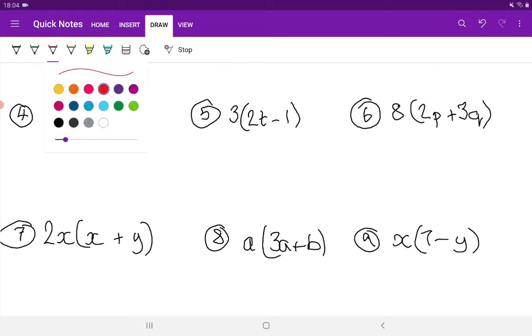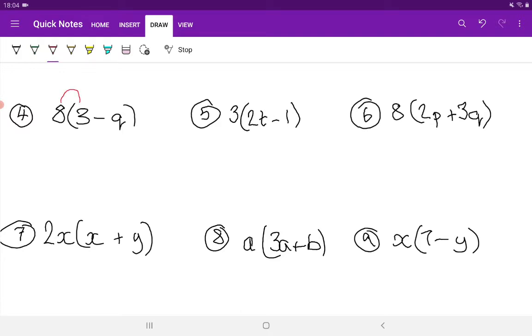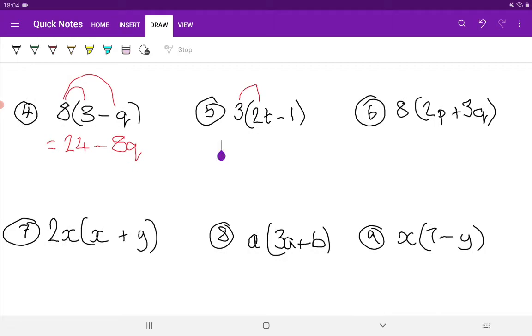Next one looks a wee bit different because we've got 8 times 3 first, but that's okay. 8 times 3 is 24. Then it's take away 8 times q, which is just 8q. That's how we write it. The next one, 3 times 2t. It's like thinking about 3 times 2. So 3 times 2 is 6, so 3 times 2t is 6t. And then we've got the take away. 3 times 1 is just 3. So this will be 6t take away 3.